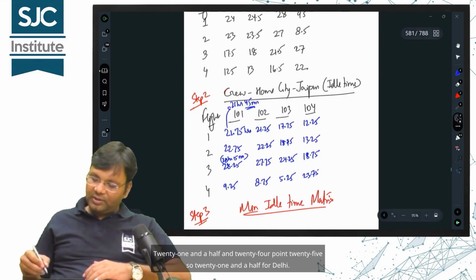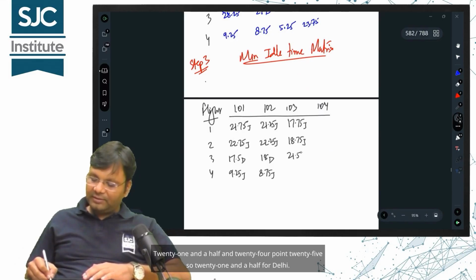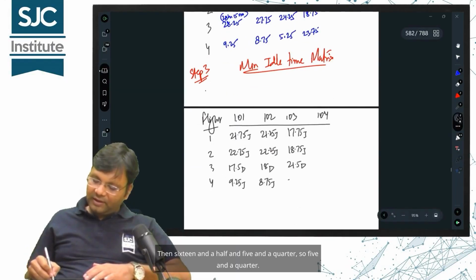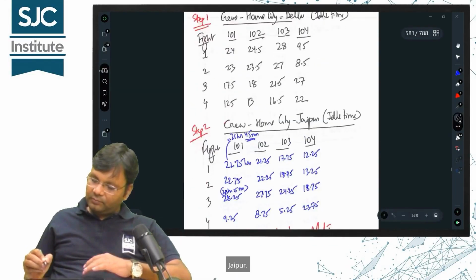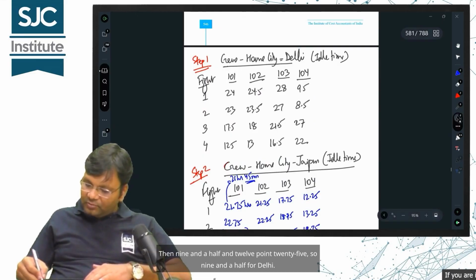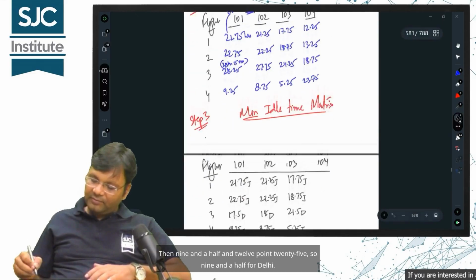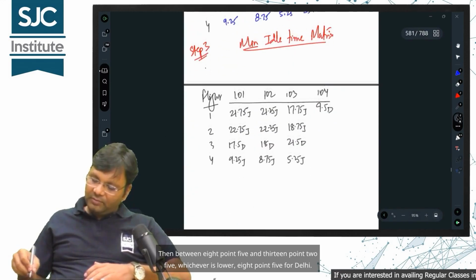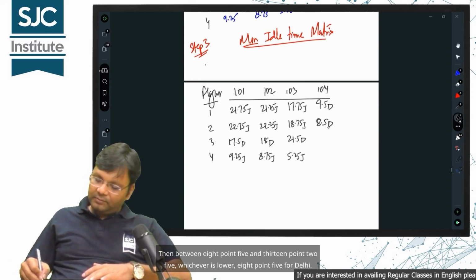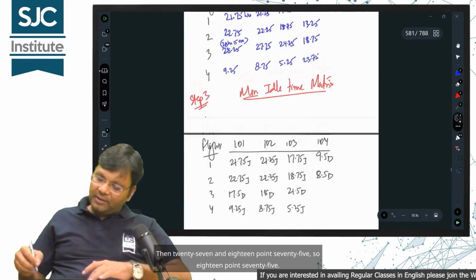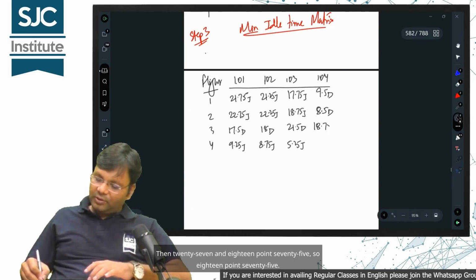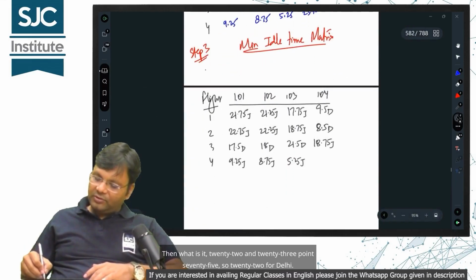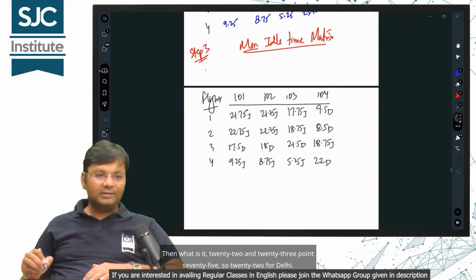21.5 and 24.25, so 21.5 for Delhi. Then 16.5 and 5.25, so 5.25. Jaipur. Then 9.5 and 12.25, so 9.5 for Delhi. Then between 8.5 and 13.25, whichever is lower, 8.5 for Delhi. Then 27 and 18.75, so 18.75. Jaipur. Then what is it? 22 and 23.75, so 22 for Delhi. Okay.